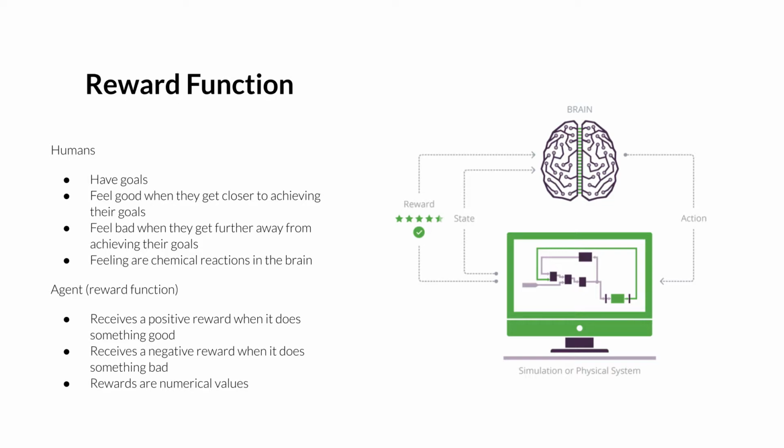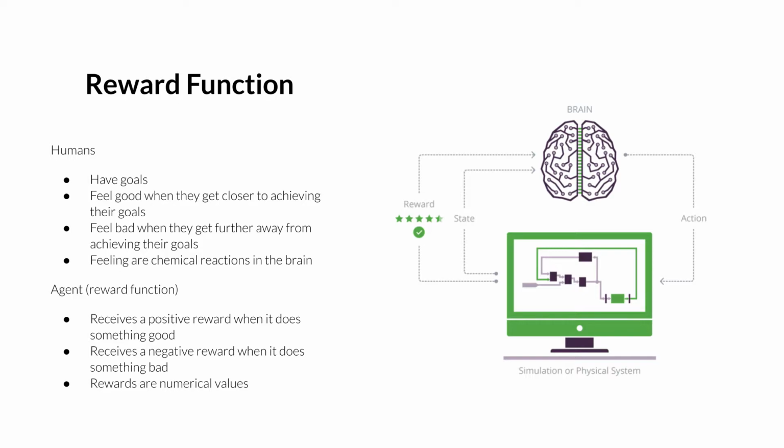You see, when humans learn, we set goals, and whenever we get closer to achieving them, we get happy, and whenever we get further away, we get sad. This happiness and sadness can be thought of as positive and negative rewards, and our brain tries to maximize our rewards. Our agent will operate on the same principle. The only issue is it doesn't have goals.